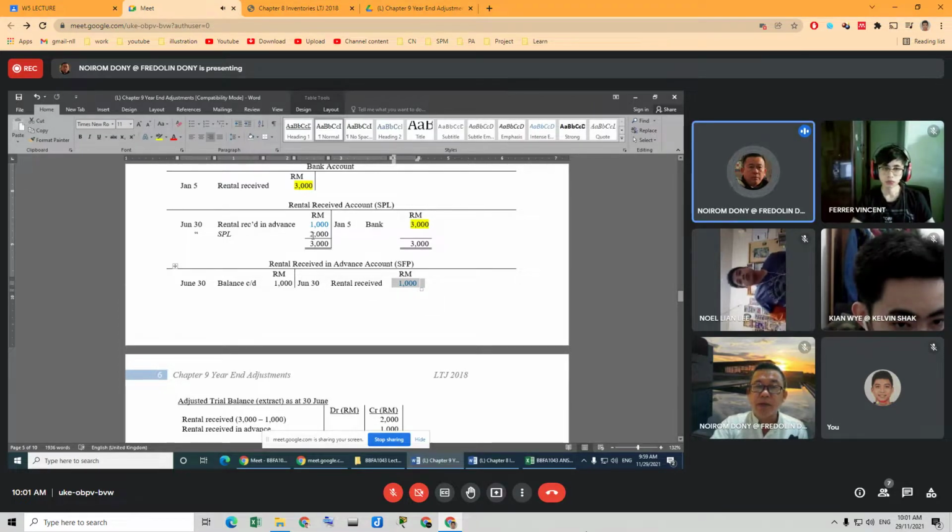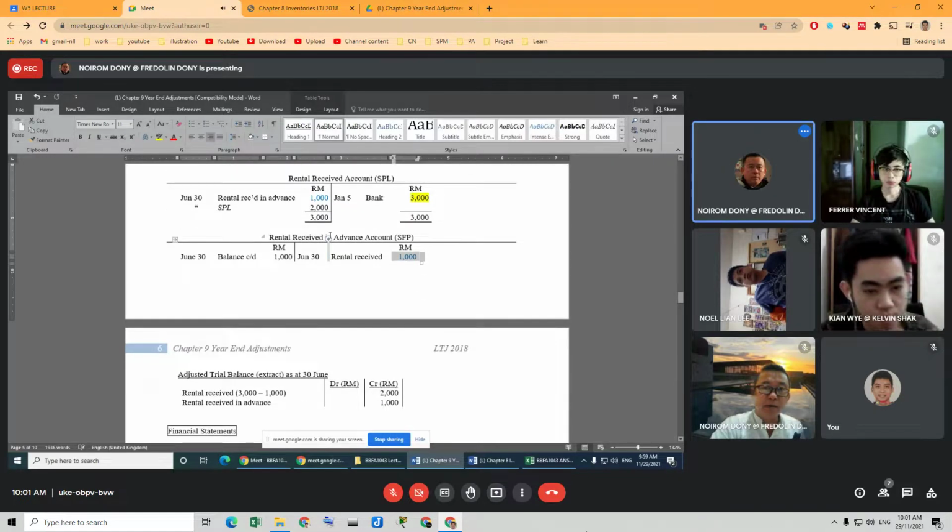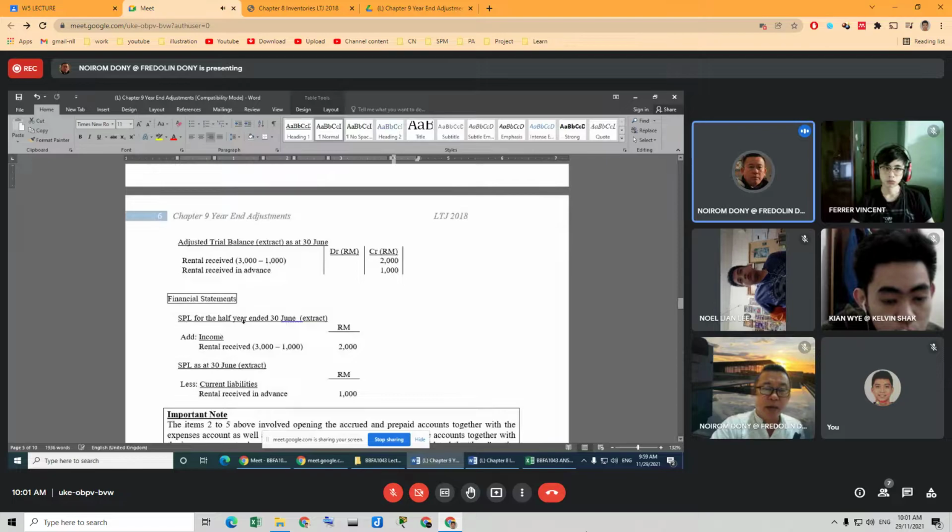This is debit. So in SOFP should be credit, but then we are not presenting in a ledger form, but it is in a presentation form. So that is why SPL is representing credit entry. Income, rental received, and then put the working here, 3,000, that is what being reported. You adjust minus 1,000, so only 2,000 will be taken into account as in the SPL.